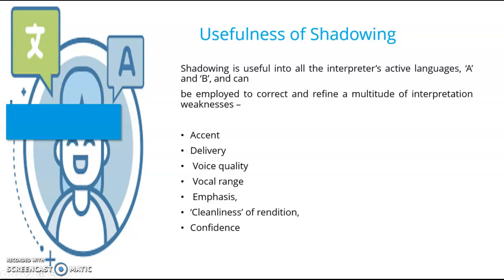Before doing the interpretation process, you need to shadow first. You need to get used to different accents, and you need to get used to the way that the person is pronouncing certain words or phrases. That's why shadowing helps you with this.